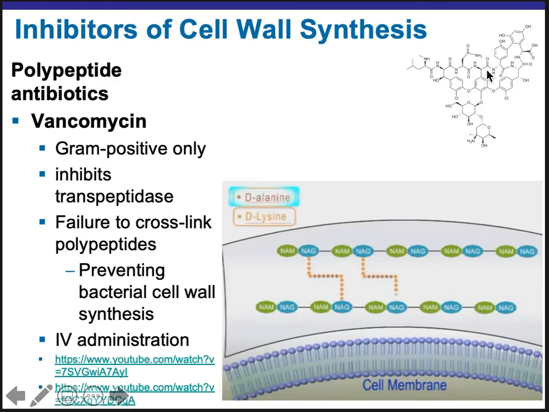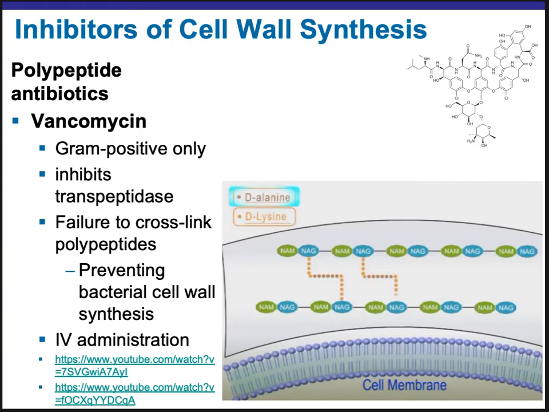They're bulky, and because of this, they're not able to pass through those porin channels on gram-negative bacteria. So these are only effective against gram-positive bacteria. Also, because they're bulky, we do not get very good intestinal absorption.